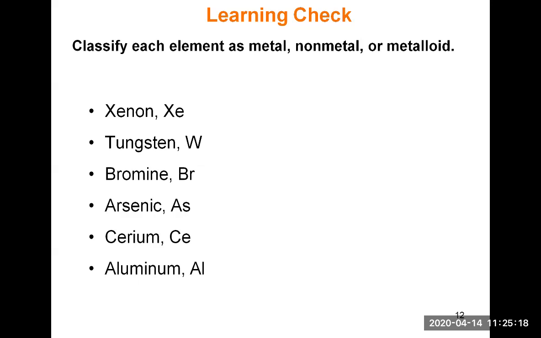Xenon is found in the last column to the right of the periodic table. It is what we call a noble gas, and that's a non-metal. Tungsten, the symbol W, is found in the middle left side of the periodic table, atomic number 74, and so that's a metal. Bromine, Br, is found on the non-metal side. It's what we call a halogen. It's very close to xenon that we saw earlier.